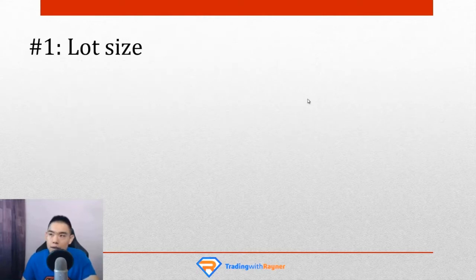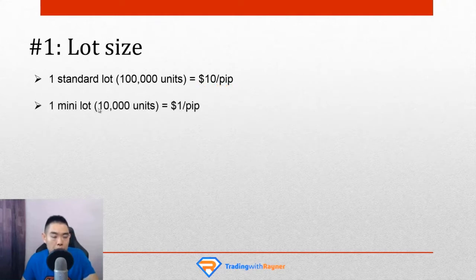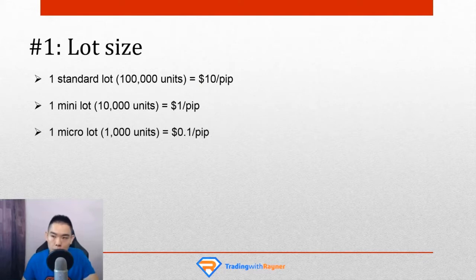Let me explain. Number one, the lot size. As you know, in the Forex market, there are different lot sizes. There are standard lot, mini lot, etc. One standard lot is equivalent to 100,000 units, and it's worth $10 per pip. One mini lot is 10,000 units and it's worth $1 a pip. And one micro lot is 1,000 units, which is 10 cents per pip, or $0.1 a pip.